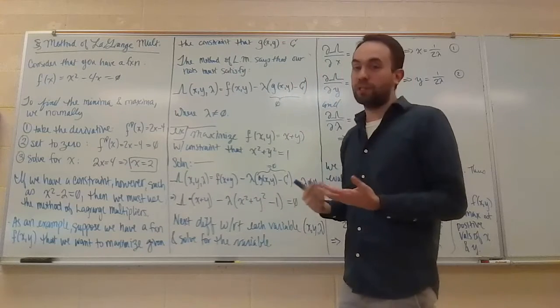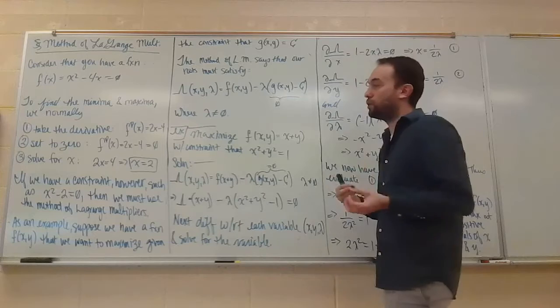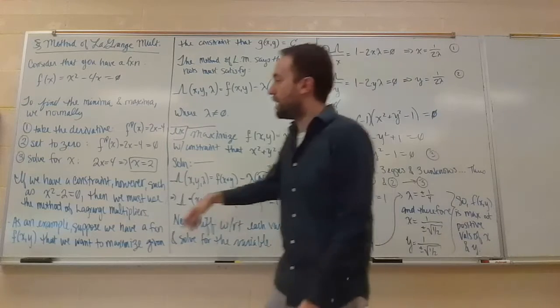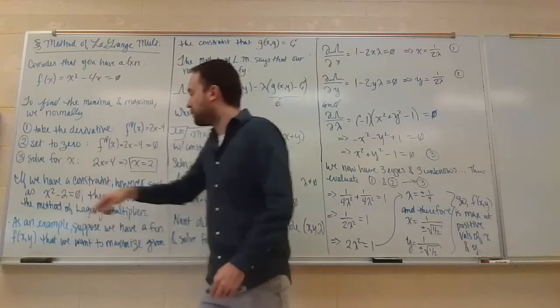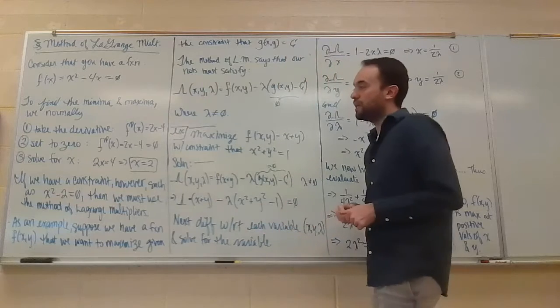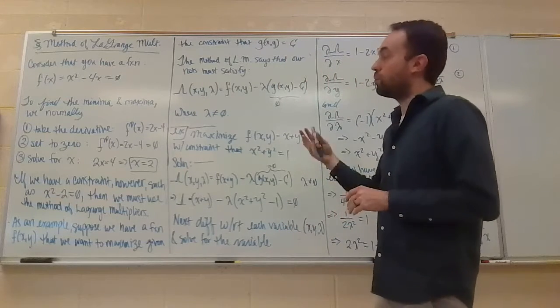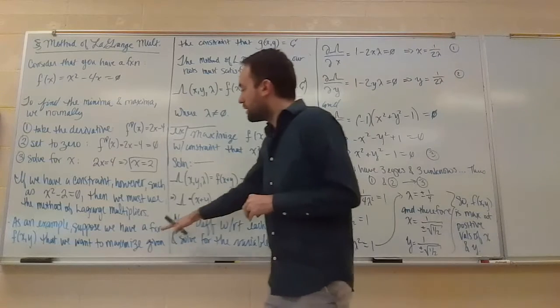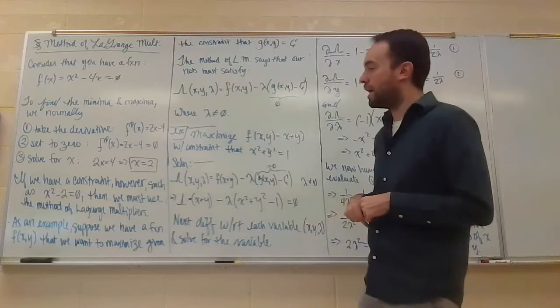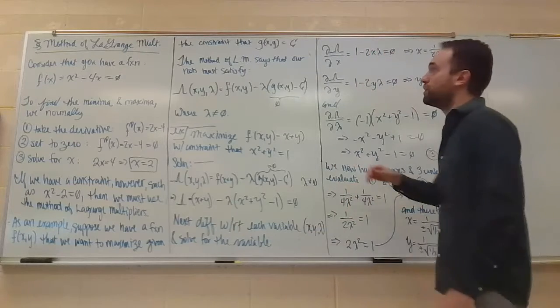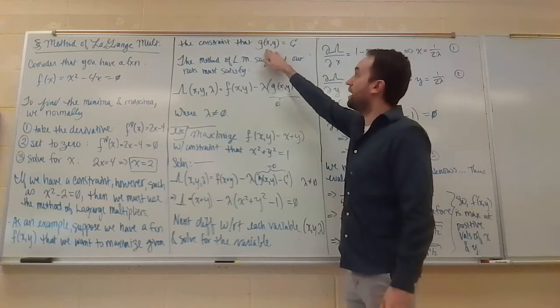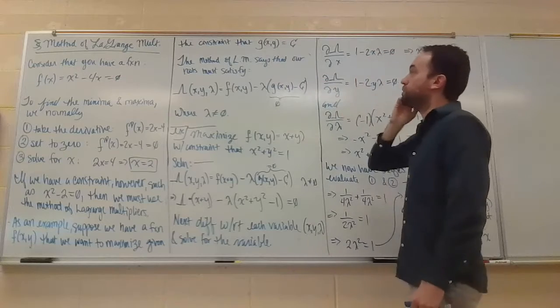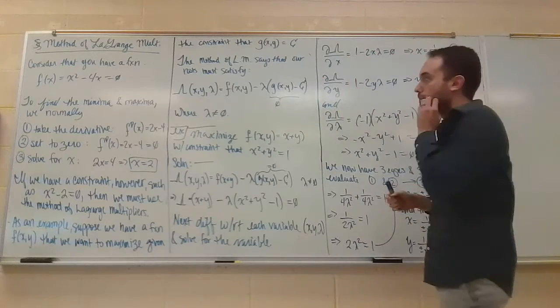However, if we want to find the maxima and minima under an additional constraint, such as x squared minus 2 equals 0, then we're going to need to use another method, and one of those methods is the method of Lagrange multipliers. As an example, let's suppose that we have a function f of x and y that we want to maximize given the constraint that g of x and y is equal to a constant.